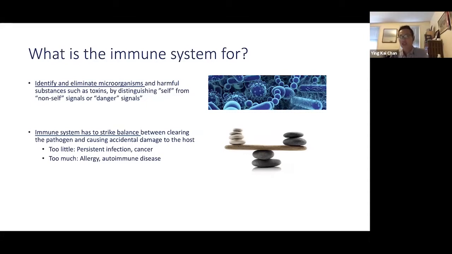In the case of gene therapy, the viral vector is meant to be therapeutic, but the immune system doesn't know the distinction between a therapeutic virus and a pathogenic virus. So in certain scenarios, viral vectors can also cause too much immune response.